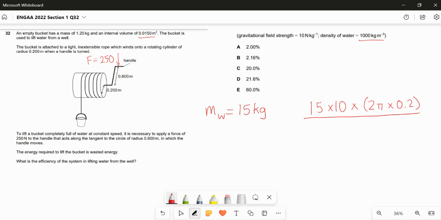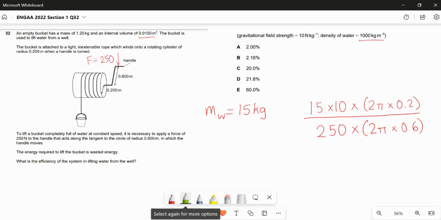If we divide this by how much energy we're actually having to put in, this is 250 times 2π times 0.6. Again, 2πr is a perimeter, so if we complete one full cycle, 2πr, then that's the distance that we go through in moving this handle, and then the actual distance the bucket would lift up would be that 2π times 0.2 as the rope winds on to the cylinder.